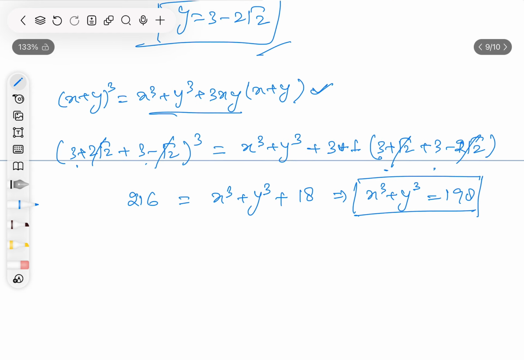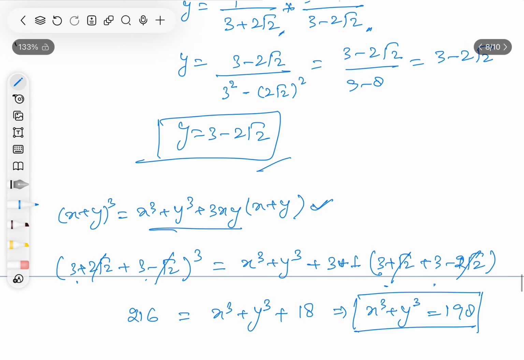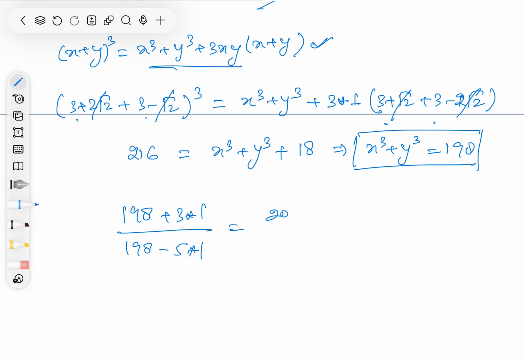Okay. So what did we need? We need x cube plus y cube plus 3xy upon x cube plus y cube minus 5xy. So 198 plus 3xy, that is 1, upon 198 minus 5xy, that is 1, which is given. So 198 plus 3 will be 201 and 198 minus 5 will be 193, and that is your answer.